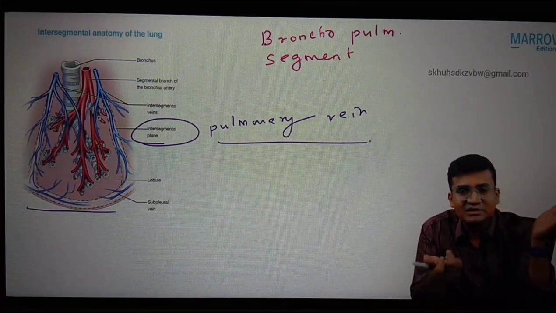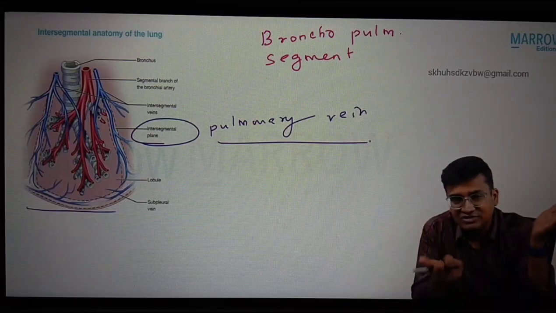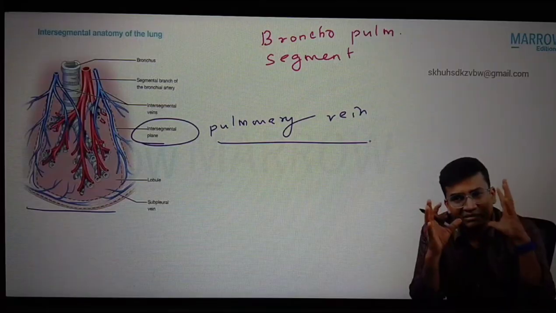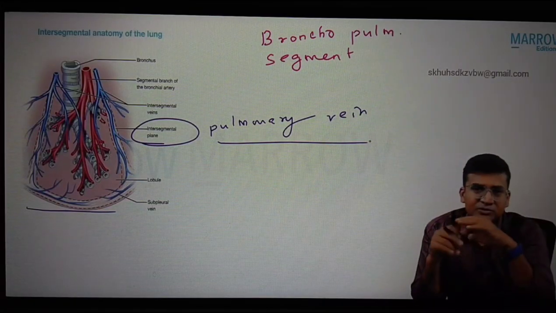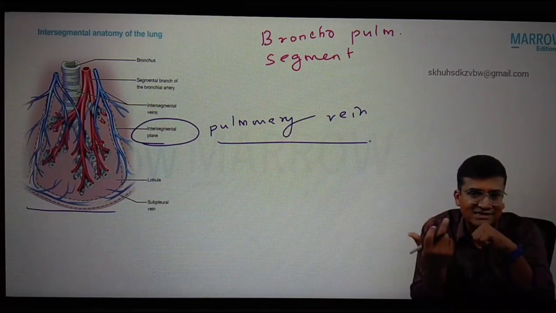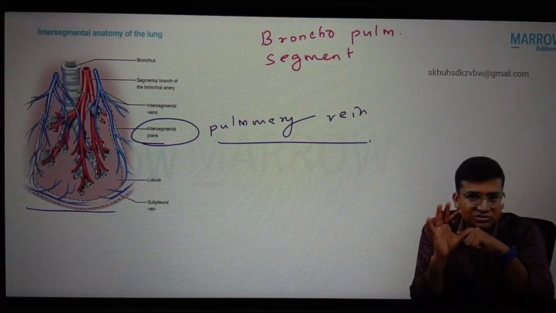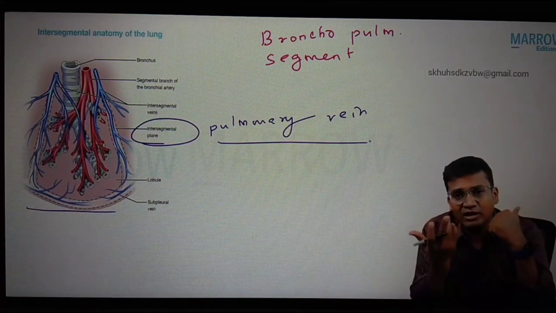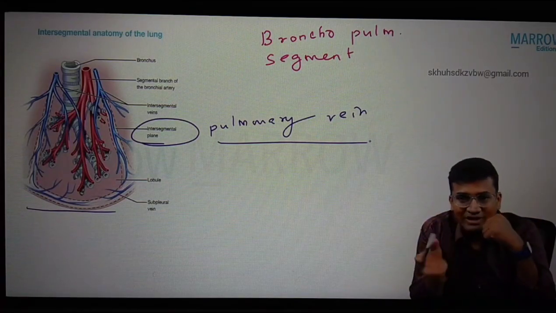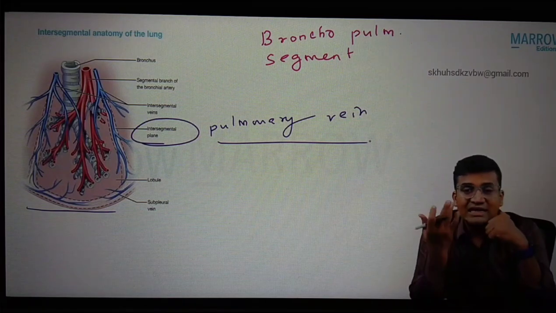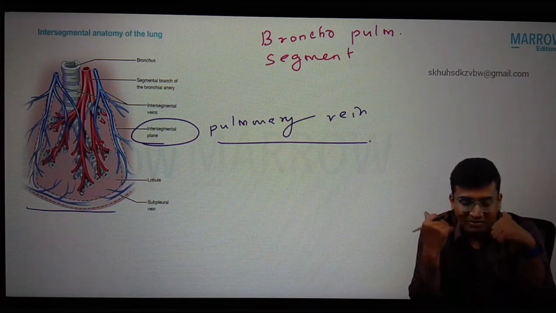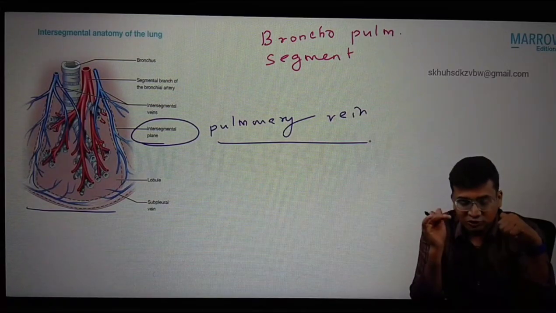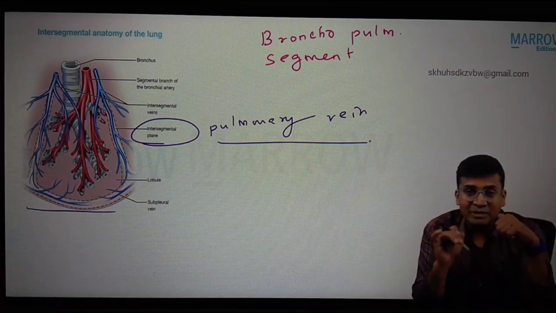Now why is pulmonary vein intersegmental? Why do we have to know this, and why are they asking this question again and again? Because any infection or any cancer will be limited to some bronchopulmonary segment. Suppose you are planning to remove some cancer segments in the lung. I told you the pulmonary vein is intersegmental. The surgeon first tries to identify the pulmonary vein. So if they identify the pulmonary vein, it means they are at the plane between the segments. So pulmonary vein helps to identify the segments. That is why they are asking this question again and again. So pulmonary vein is intersegmental.